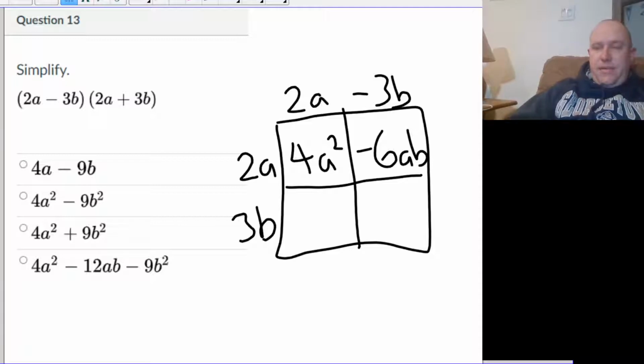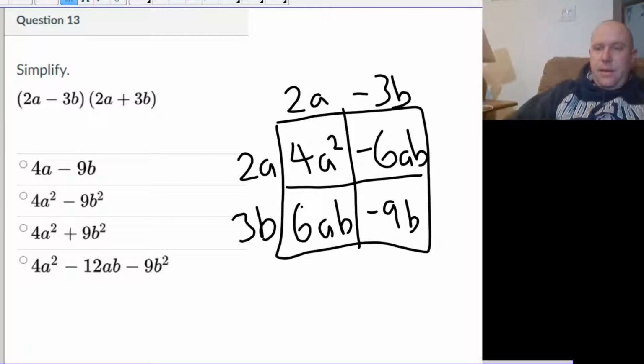We can only combine them if they're the same letter. If they're different letters, we just do them in alphabetical order. 3 times 2 is 6, and b times a, just put them in alphabetical order. 3 times -3 is -9, and b times b is b squared.